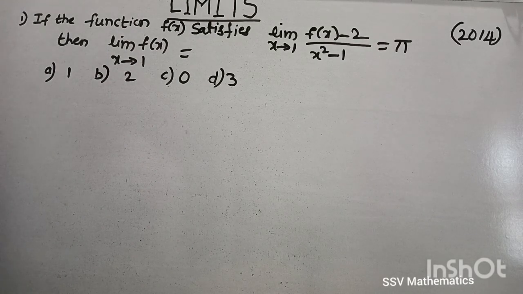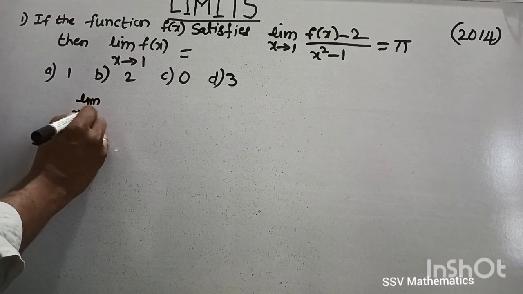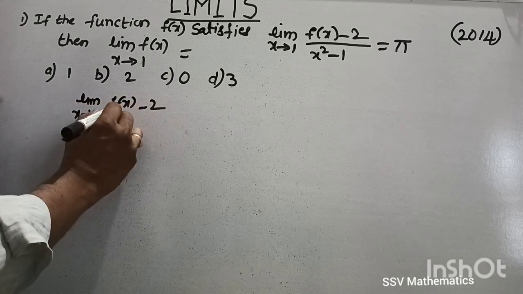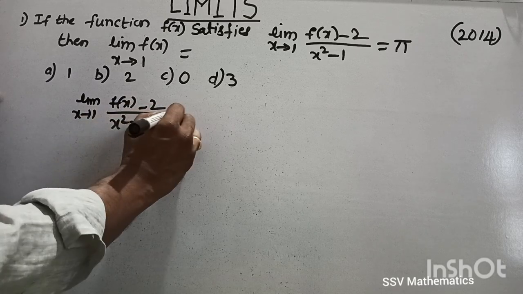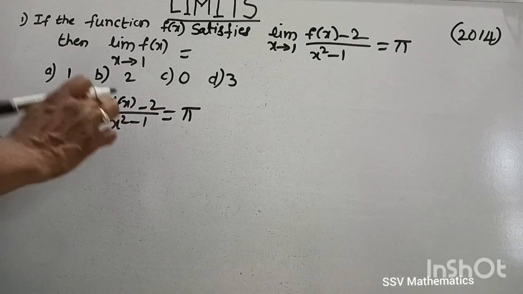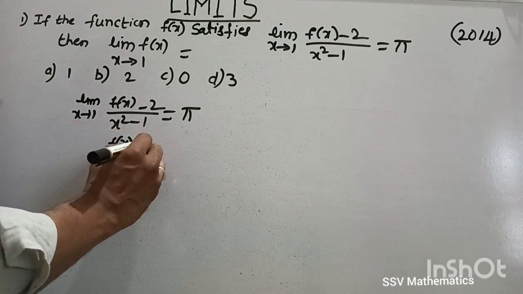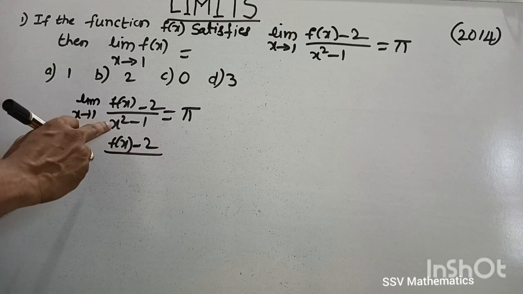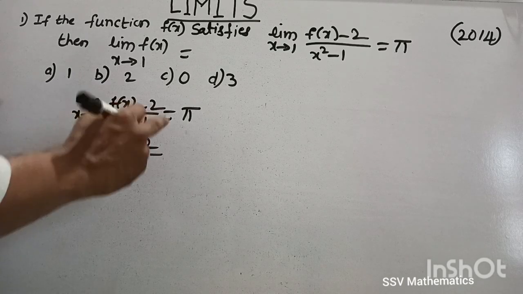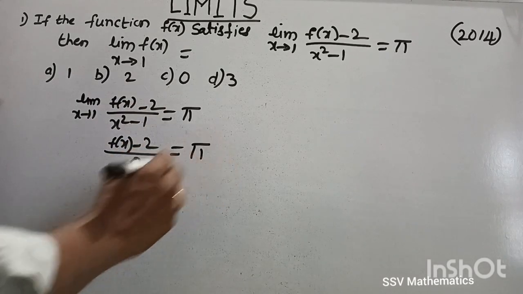So it is a very simple problem. We have to find limit x tends to 1, (f(x) minus 2) divided by (x square minus 1) is equal to pi. So it is given. Substitute the limit value x tends to 1. Put x is equal to 1. In the denominator x square is there, put x is equal to 1, 1 square is 1, 1 minus 1 is 0. So it becomes 0 is equal to pi.